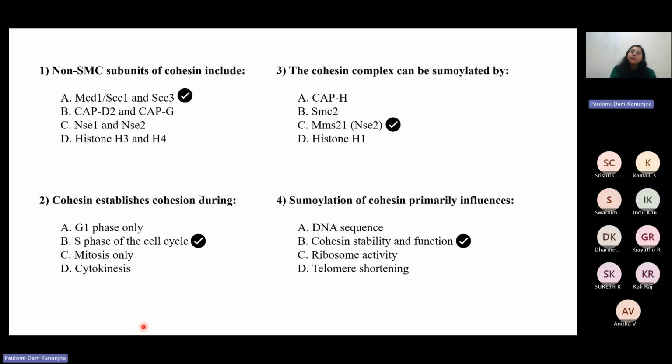Okay. Non-SMC subunit of cohesin basically involves the MCD1 and SCC1 and SCC3. So yeah, you might not want to remember the full form, but you for sure want to remember the combination. So 1, 3, SMC, SCC1, SCC3, these you should try to remember because that's what will come handy in these exams. Most of these questions are from assignments, last year assignment exams. So try to remember the combination.